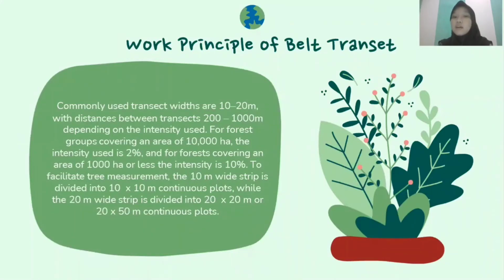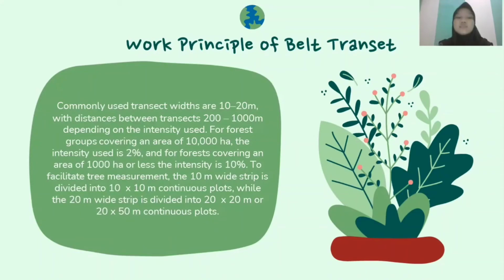The working principle of the belt transect is a commonly used transect with a width of 10 to 20 meters and distances between transects of 200 to 1000 meters, depending on the intensity used. For forest groups covering an area of 10,000 hectares, the intensity used is 2%, and for forest covering an area of 1,000 hectares or less, the intensity is 10%.